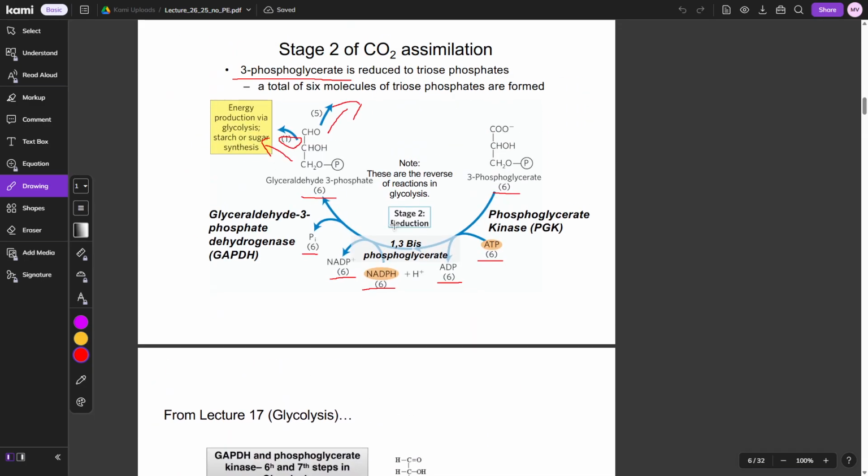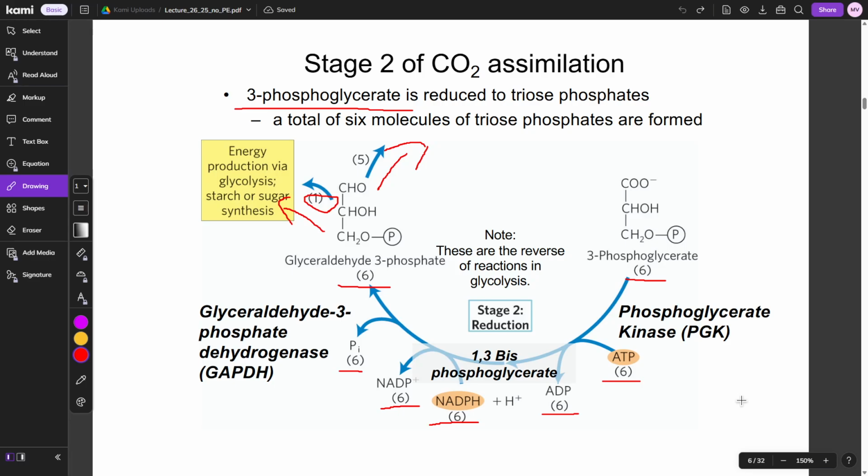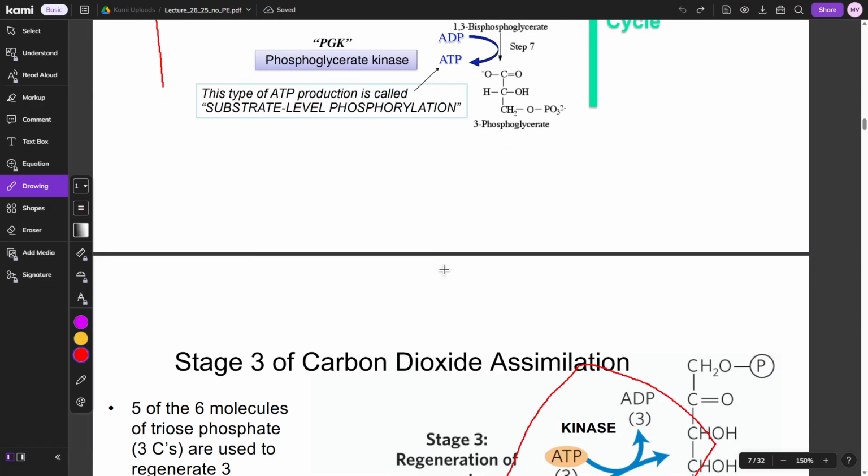Okay, and this is just the reverse of glycolysis. That's the other thing, right? This is literally just the reverse of glycolysis. The enzymes are exactly the same. Phosphoglycerate kinase, 1,3-bisphosphoglycerate, GAPDH.